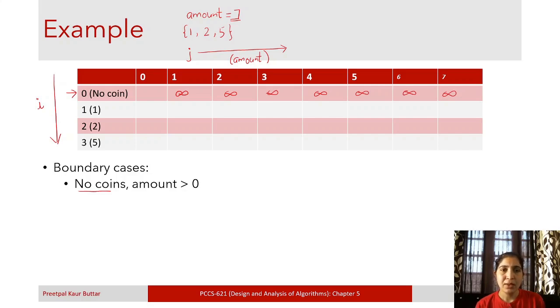Okay, so these all the cells represent here the sub problems. Okay, so out of all these sub problems, how many sub problems do we have actually? In this particular example, this is 4 into 8, right? These many sub problems are there. So we have already solved this sub problem, that is amount equal to 1 and you do not have any coin, amount is 2 and you do not have any coin, and so on till 7, amount is 7 and you do not have any coin, right?